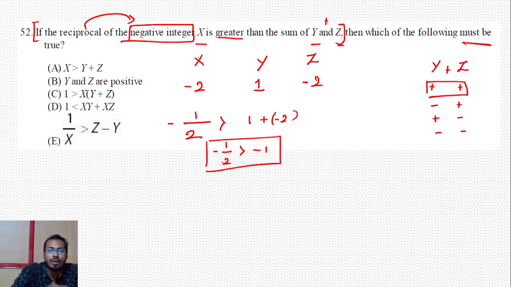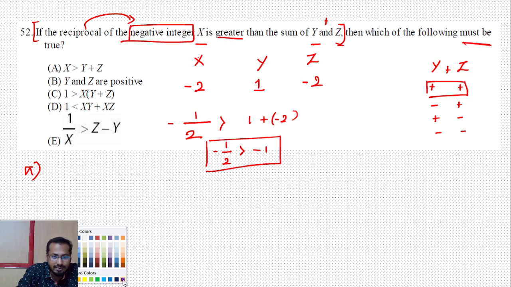But here I want to state one thing clearly. "Must be" means you need to check at least twice. Whatever numbers I have taken, the option should be satisfied for them, and only then it will be "must be". If it is not satisfied for any one set of numbers, then it is not. Right, let's take option A. Option A is what? Let me change the color so you can understand this clearly.